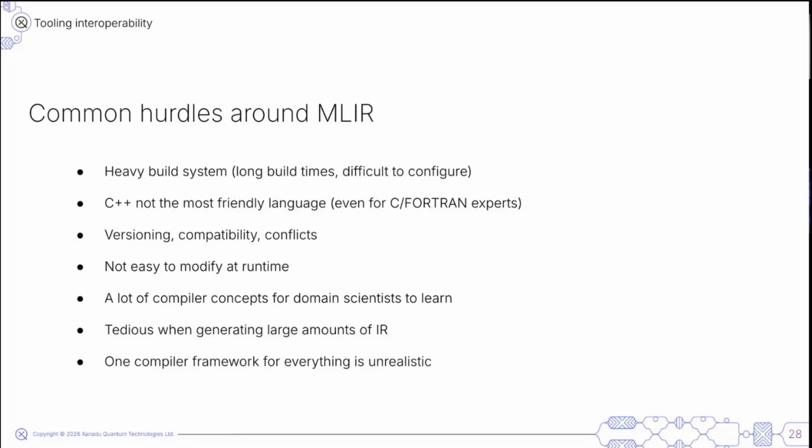Versioning, compatibility, conflicts, this is standard fare in the LLVM ecosystem. If you want to keep things moving, sometimes you're going to have to update a lot of code to make sure that things are interoperable across the ecosystem. You can't really do much modification to it at runtime. This is kind of: you build once and then you use that infrastructure for whatever you're trying to do.